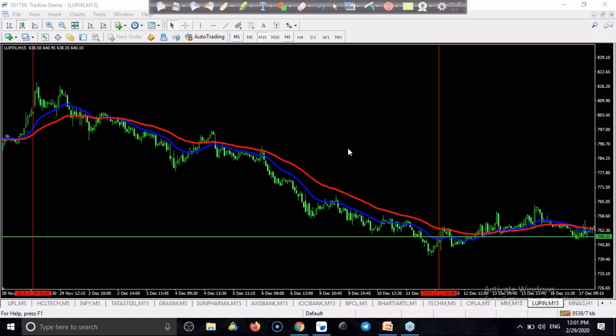Which is the trading terminal? I'm using MT4. MT4 is among the best trading platforms in the world. This is MT4, MetaTrader 4.